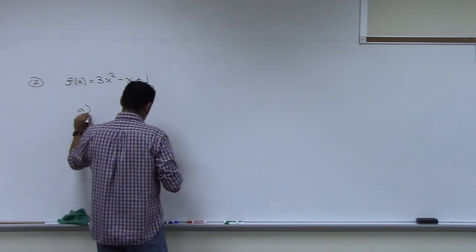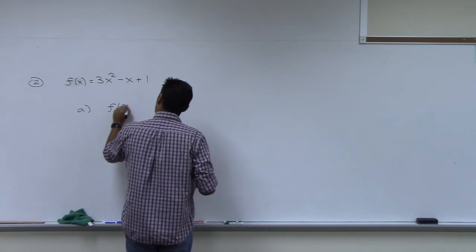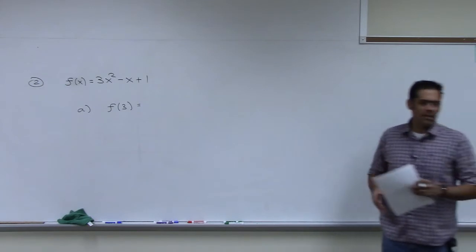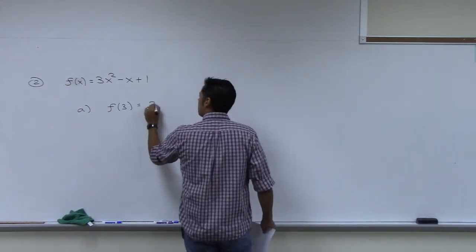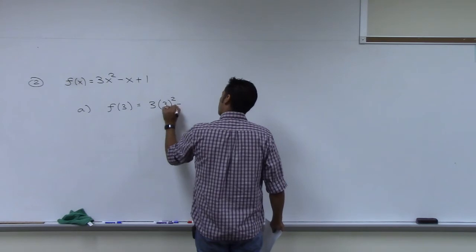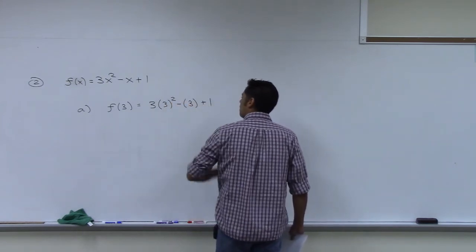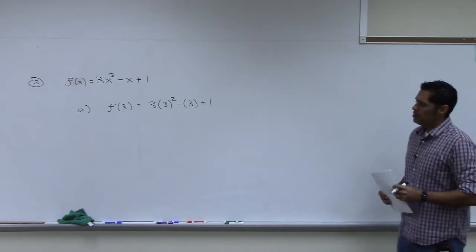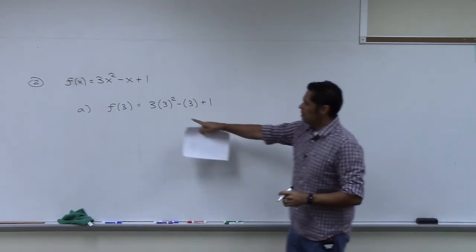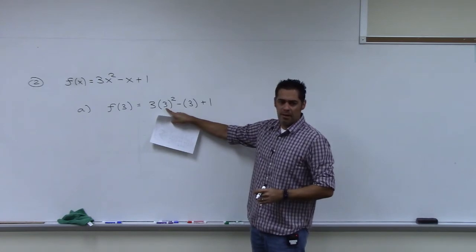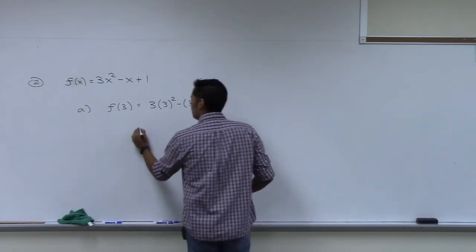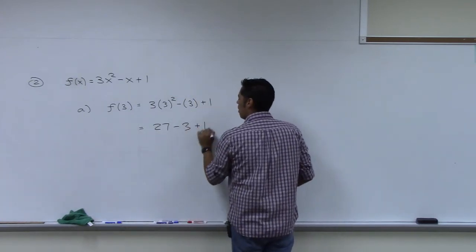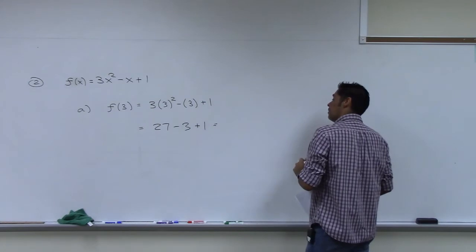Okay, so part A, f of 3. What does that mean I need to do? Just plug in 3 for all the x's. So that's going to be 3, and then 3 squared minus 3, and then plus 1. So just make sure you do your order of operations correctly. I'm going to square the 3 first, which would give me 9, right? 9 times 3 is 27. So I have 27, then minus 3, then plus 1. So what's that? 25?